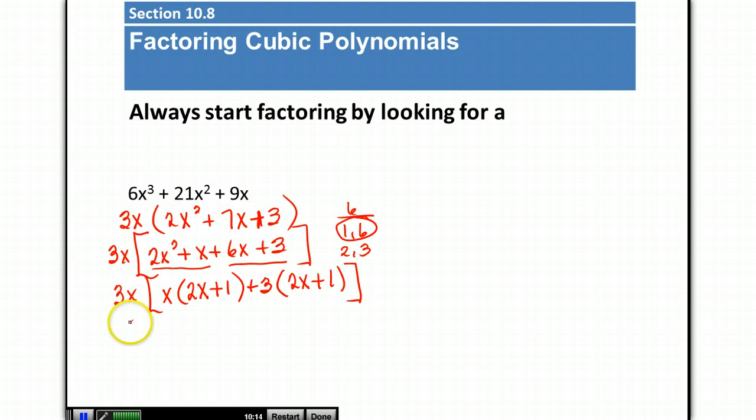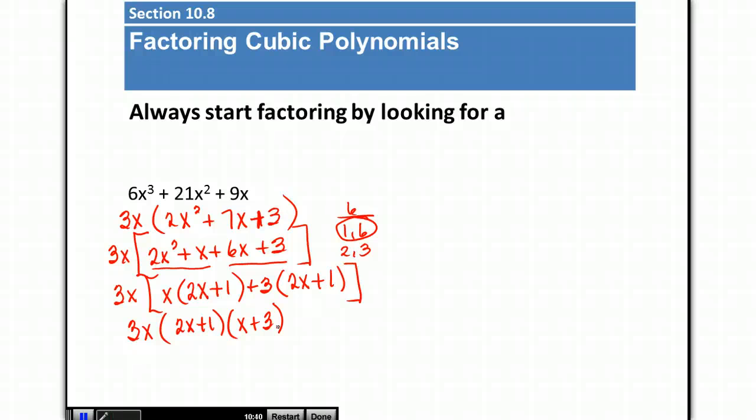So from our common monomial factor, we have a 3x. They both have the quantity 2x plus 1 in common. And what goes in our other binomial? X plus 3. What's outside those factors? And now we've factored it completely.